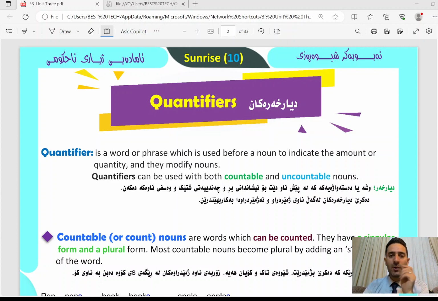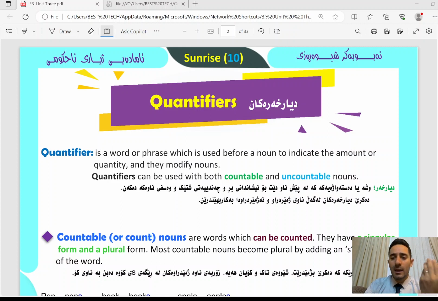So the first one: a quantifier is a word or a phrase. When we say it's a word, like some, like any, these are single words, or a phrase, like a lot of, which is three words and so becomes a phrase, which is used before a noun to indicate the amount or quantity of that noun.